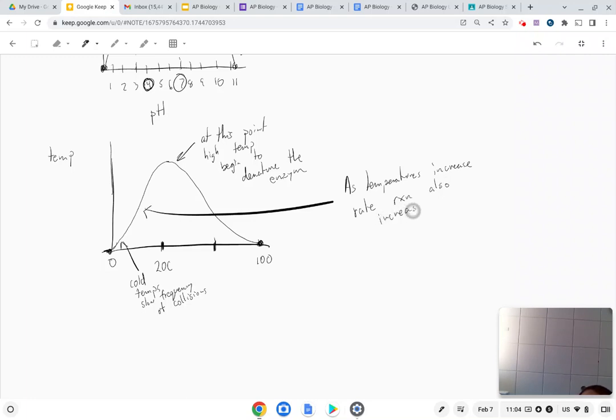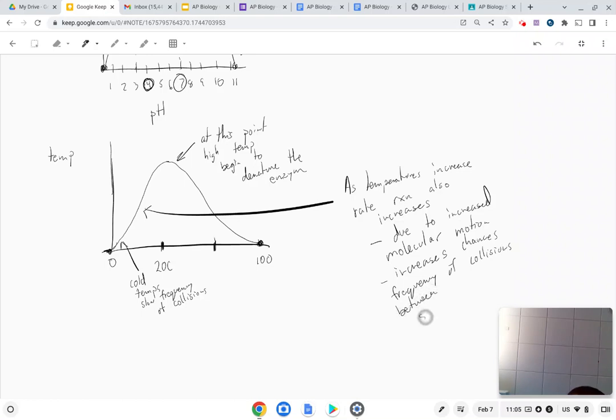Now, the reason for this is, as I said, due to increased molecular motion, right? I don't know if you guys are familiar with the concept of temperature, but as a solution increases in temperature, the molecules move faster, they move around more. So we get increased molecular motion, which increases the chances, or you could say frequency of collisions between the substrate and the enzyme.